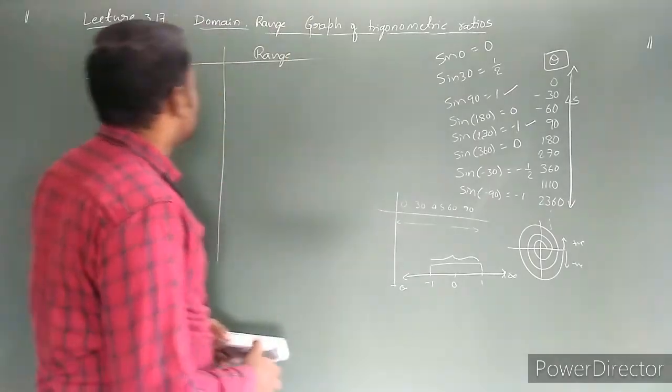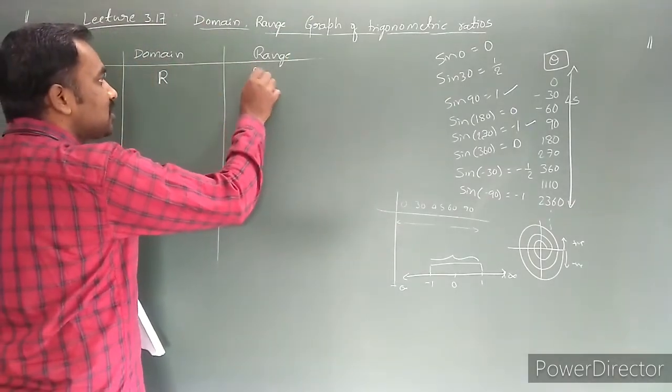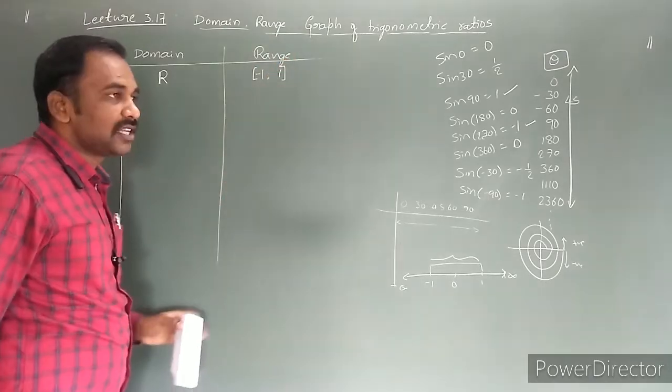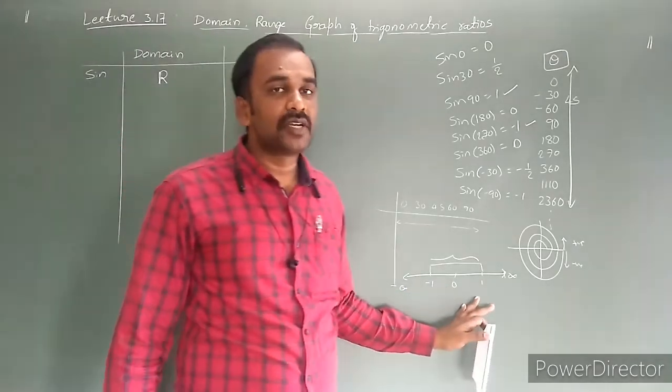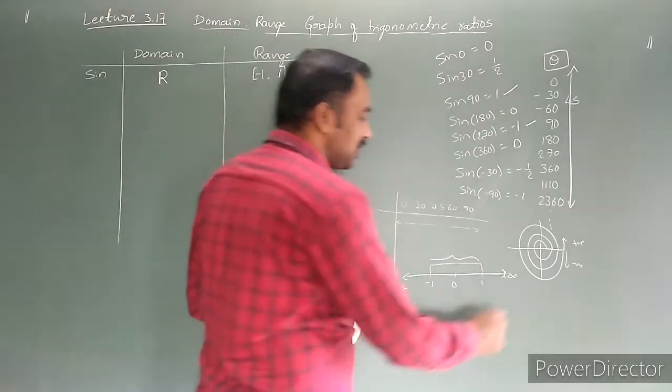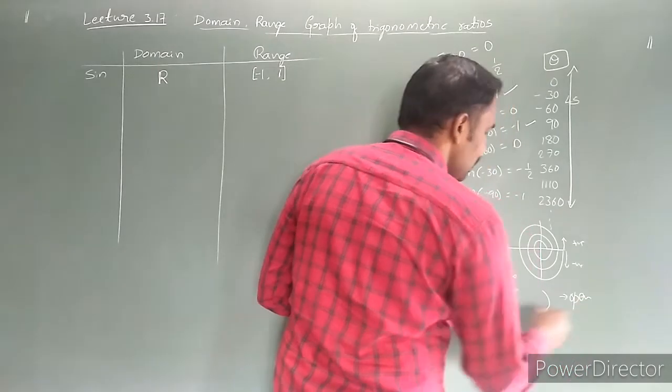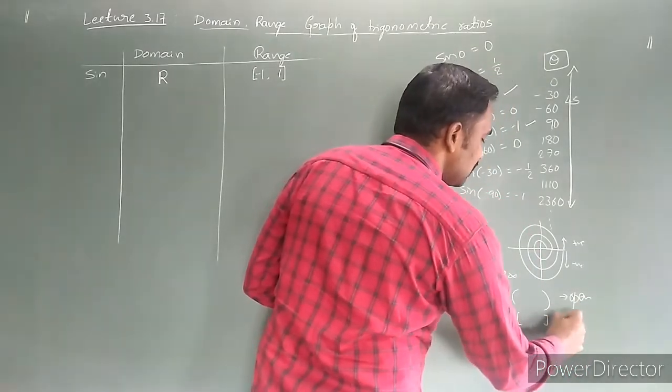including the +1. So what is the range of the sine function? The closed interval -1 comma +1. The range of the sine function is -1 comma +1, a closed interval. So closed interval, open interval: this is said to be an open interval, and this is said to be a closed interval.